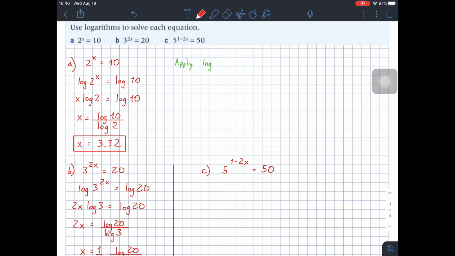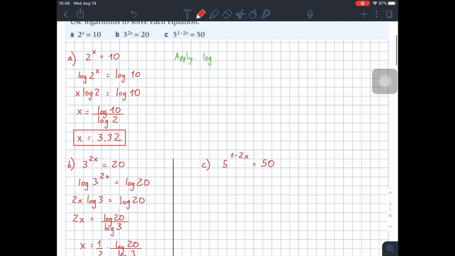Okay, once again, we cannot equate bases. We cannot convert 50 to 5 to the power of something, so I would have to apply the concept of logarithms. So I'm going to apply log on both sides. So we're going to say that this is log of 5 to the power of 1 minus 2x is equal to log of 50, right?